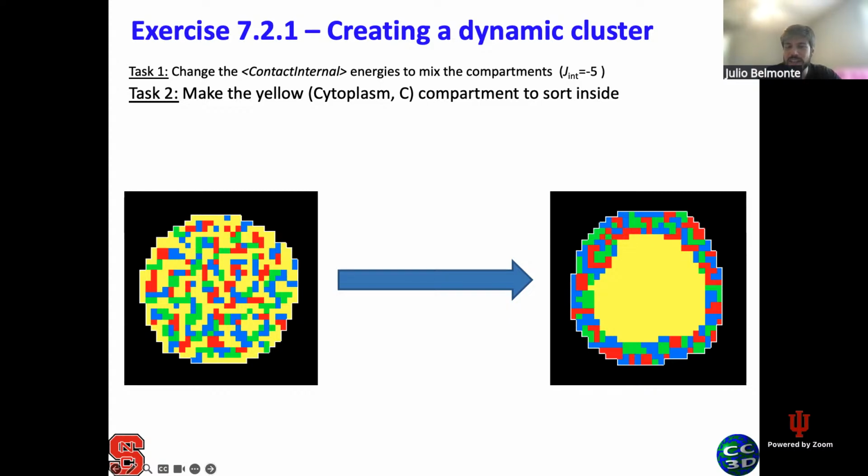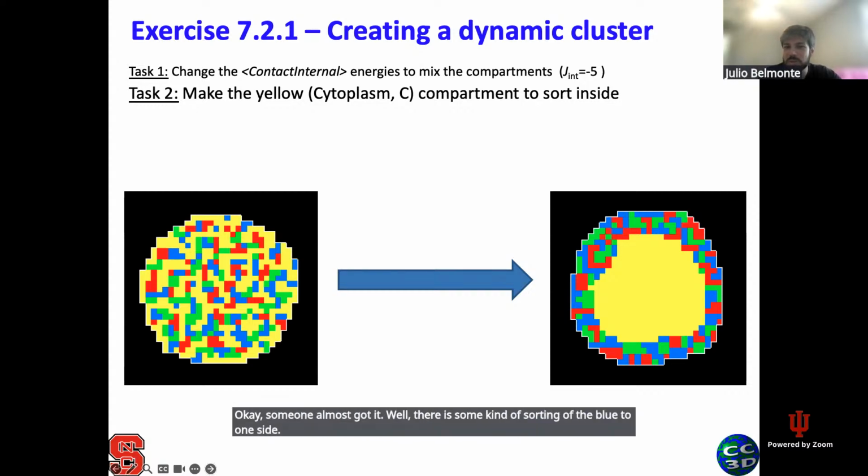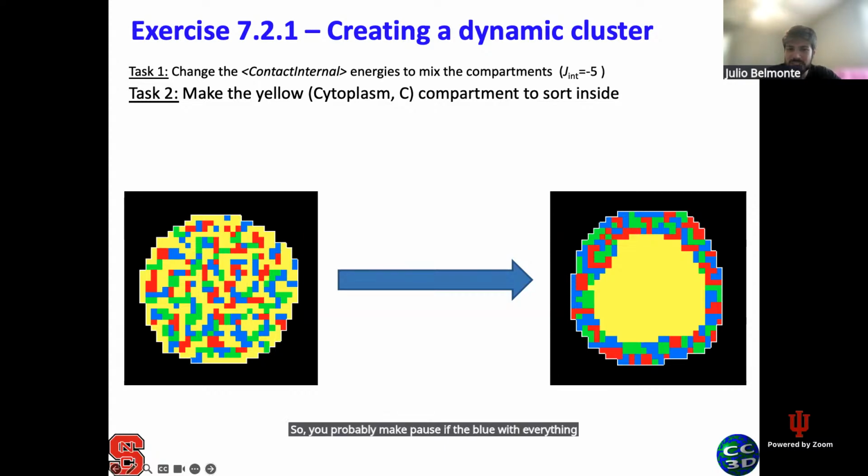So actually, to get this to work, you have to do two things to get it to sort inside. Okay, someone almost got it, but there is some kind of sorting of the blue to one side. So you probably made the blue positive with everything else. Okay. Luis Iago. Okay, Osman got it. So Osman and Anastasia, what do you have to change to get this to work?